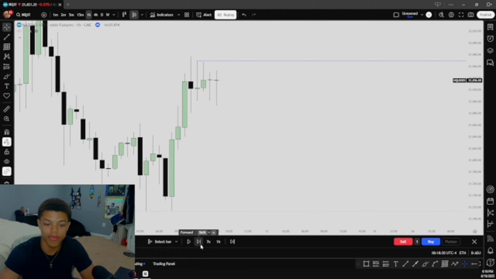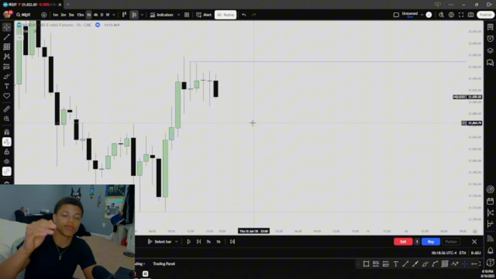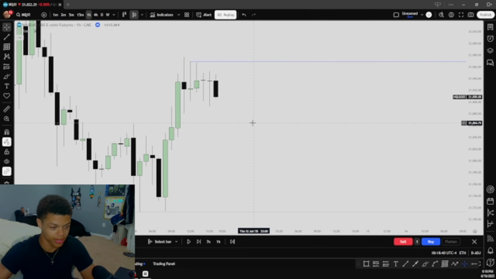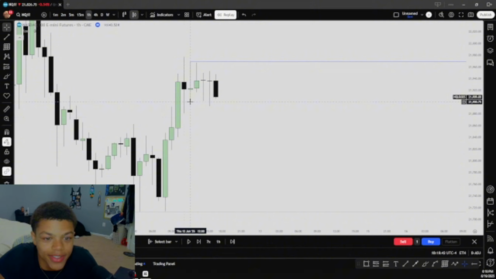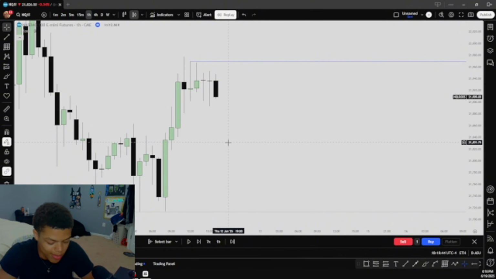Oh, another doji play. Boom. Got one right here. So would you call this a break of structure? No. If you did, you're dumb. I don't know. It's like, we're not dumb. We're learning. I got to remember that.